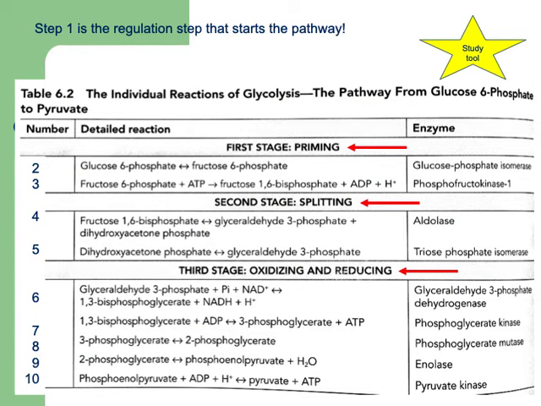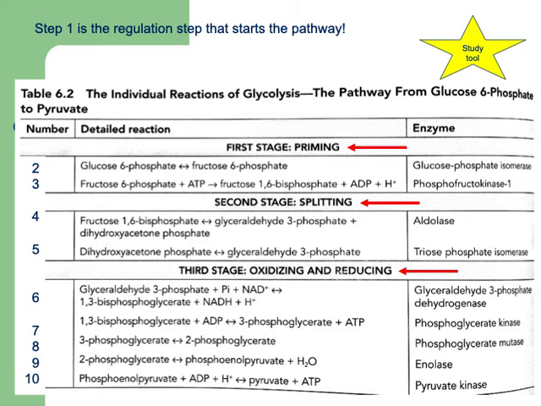As I mentioned 2 slides ago, there are 3 stages of glycolysis. The first step is a regulation step that starts the pathway, and it's not included in any of the stages. So the first stage is called the priming stage, which encompasses reaction 2 and reaction 3, where we're priming glucose to be split. Then we go to the second stage, which is the splitting stage, which incorporates reaction 4 and reaction 5.